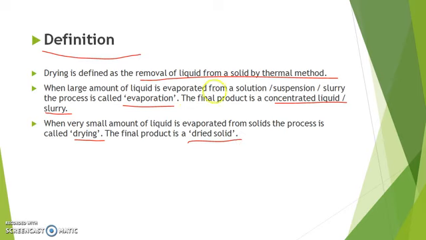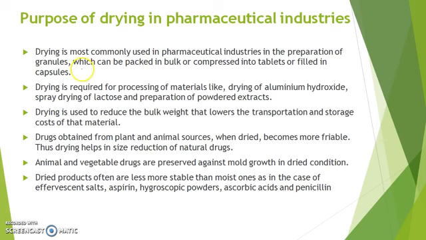That means, after evaporation of liquid, when we get the product as a dried solid, then the process is known as drying. And when we get a concentrated liquid as a product, then it is called evaporation. This is the basic difference between drying and evaporation.